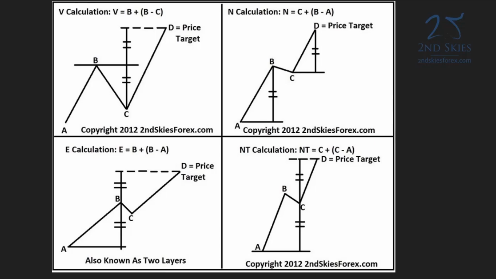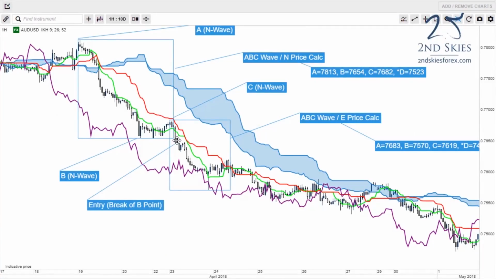So getting back to the chart, what we're doing is we're trading a break of this. We have a favorable context from 5 lines and wave structure. We're taking a break of the B point. We know what type of price calculation we're in. And so with the ABC wave, which is an N price calc, I've done the numbers for you. 78.13 is your A point. Your B point's at 76.54. Your pullback, very shallow, not even 30 pips, 76.82. So definitely an N wave type calculation. Therefore, our D point is going to be 75.23.